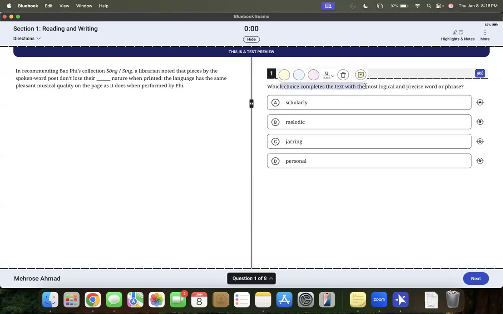As you can see, when I hover my cursor, I have the option to highlight in different colors. Again, thinking in terms of strategies, you might want to say, okay, yellow might be for an important fact. Pink might be for a vocab word. Blue might be a main idea. Again, the digital format is unique in that this can really allow you to personalize your testing experience. So do what works best for you.